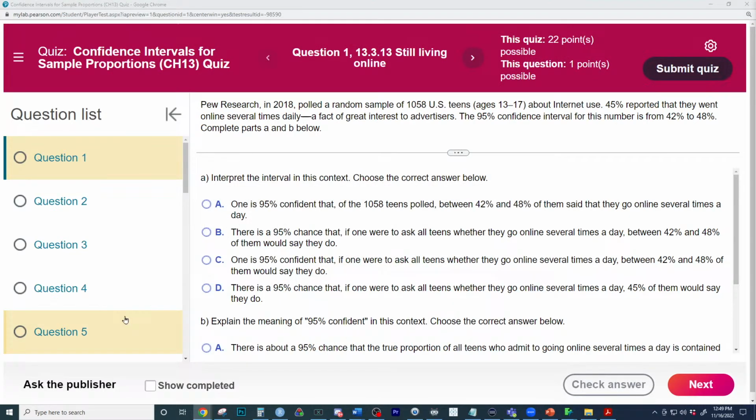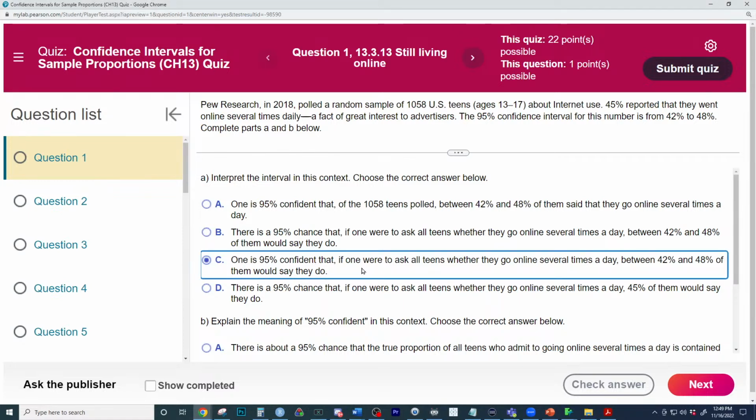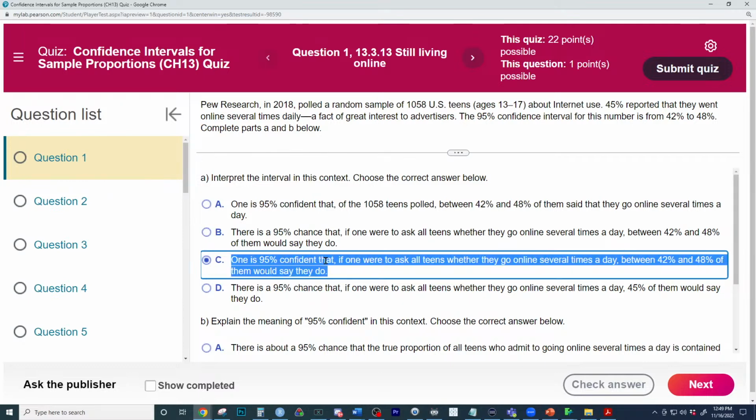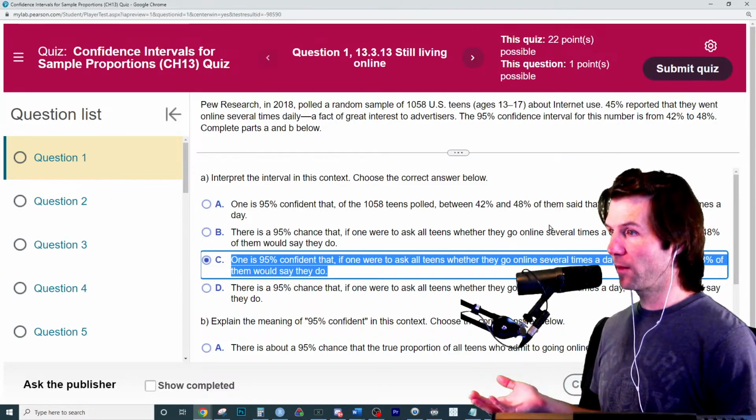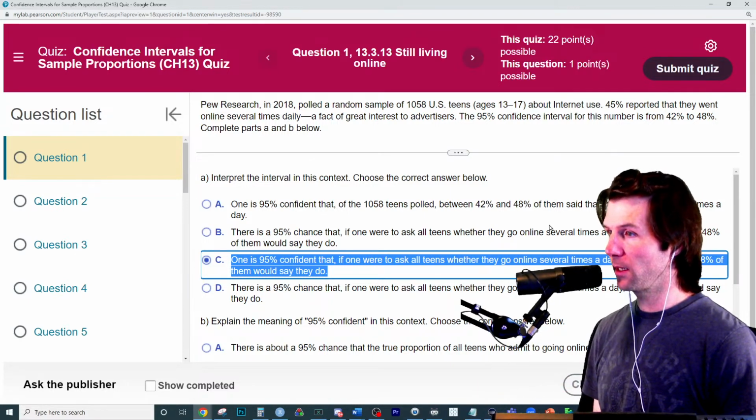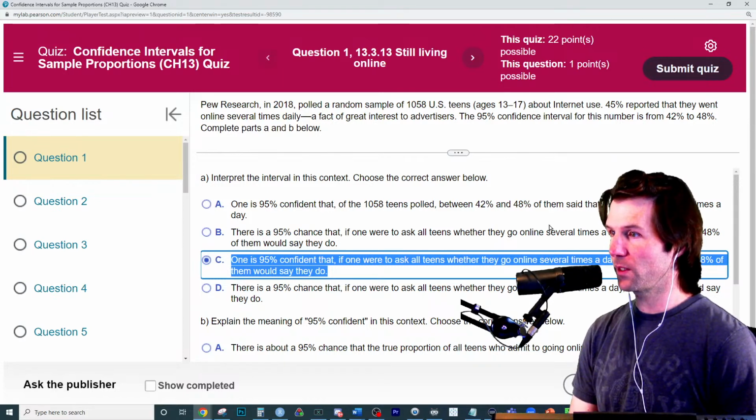So we need to look for something similar, like I am or one is blank % confident. We want to talk about the truth though. One is 95% confident that if we were to ask all teens, which means the truth for everybody, whether they go online several times a day, between 42 to 48% of them would say they do. So that kind of sounds like it. I am 95% confident the true proportion of teens who go online daily is contained in this interval. Now, here's a really good question, Shaq, for another 1,000 points. What is the margin of error of this interval? So that's the answer right there. I am 95% confident that the true proportion of teens who go online daily is contained in the interval 42 to 48. This survey sounds old.